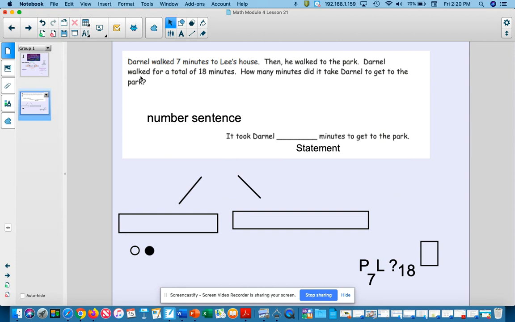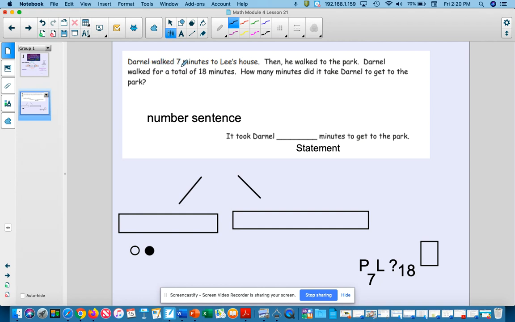Here's our example. Darnell walked 7 minutes to Lee's house. Then he walked to the park. Darnell walked for a total of 18 minutes. How many minutes did it take Darnell to get to the park? So boys and girls, when you're reading a word problem, you always want to read it at least 2 times. First time to just listen, and the second time to really get that information.